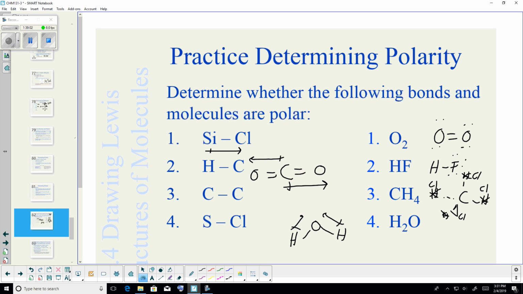Because polarity determines solubility. Like dissolves like. Polar substances dissolve in polar solvents. Nonpolar substances dissolve in nonpolar solvents. If you're painting and you use an oil-based paint, you have to clean your brushes in turpentine, gasoline, something that's nonpolar. If you're using latex paint, you can clean in soap and water.